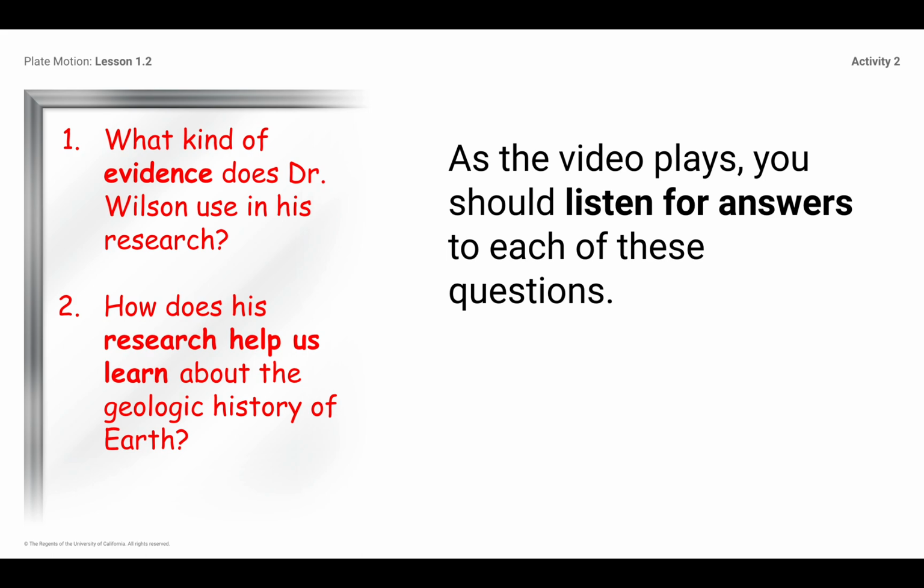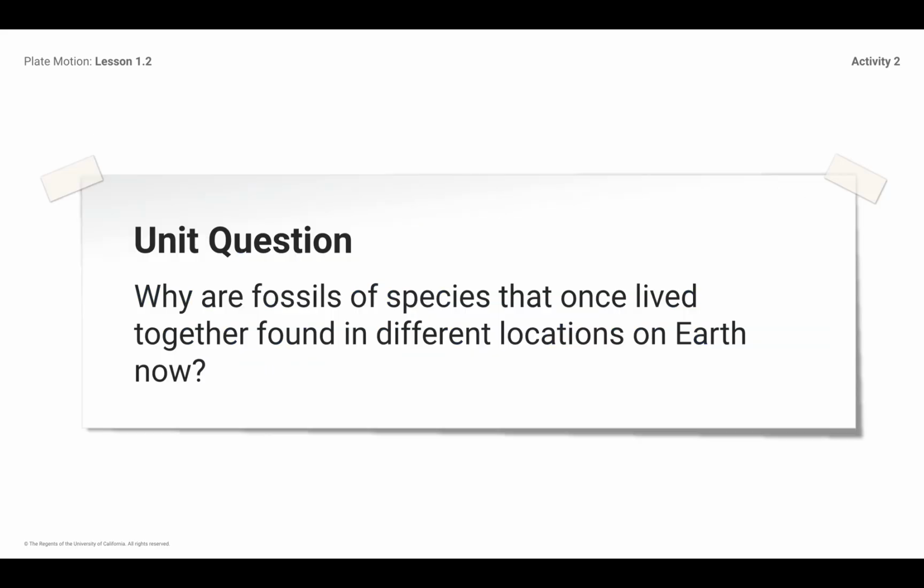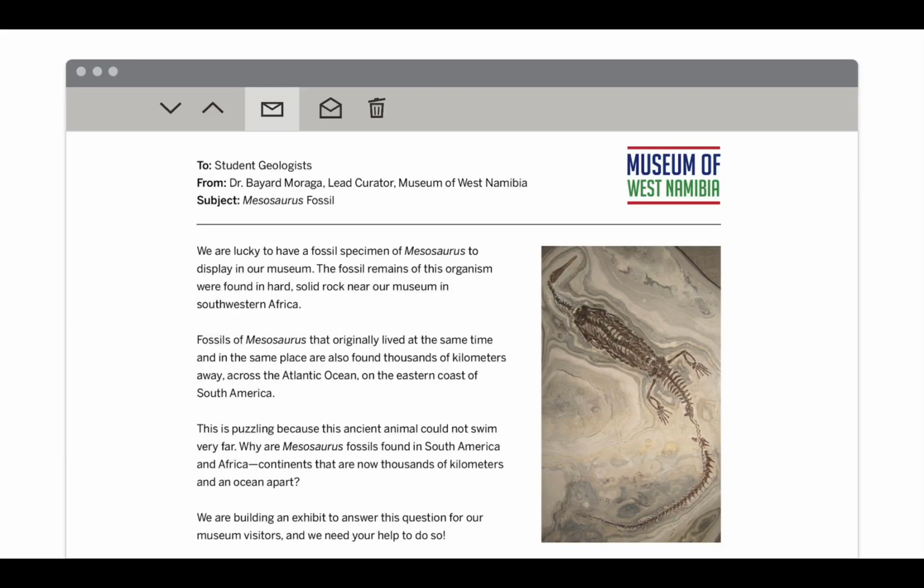We took a minute to watch a video. And if you were absent, you don't need to watch this video. So I'm going to skip that and go to our unit question. The unit question is, why are fossils of species that once lived together found in different locations on Earth now? And specifically, let me talk to you about this email.